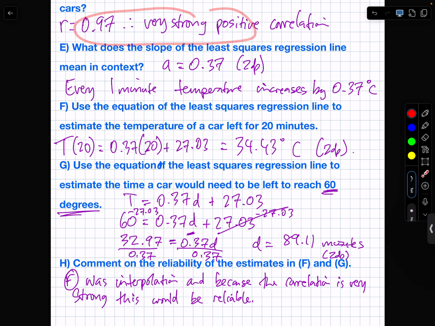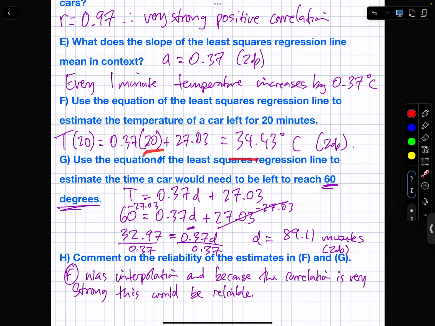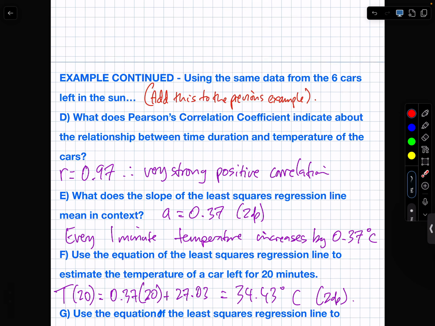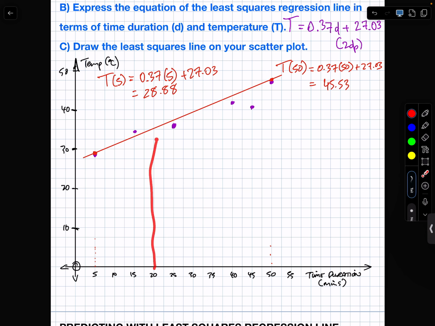correlation is really strong. I'm not going out on a limb to use my equation to say that a car left for 20 minutes is going to be 34.43 degrees. If I look at my data, I'm going to scroll up real quick. My math said 20 minutes, 34. That's pretty much bang on where the line should be. Can you see that? 20 minutes here, go up. It says it should be around 35. So that's reliable. It's fair to do that interpolation.